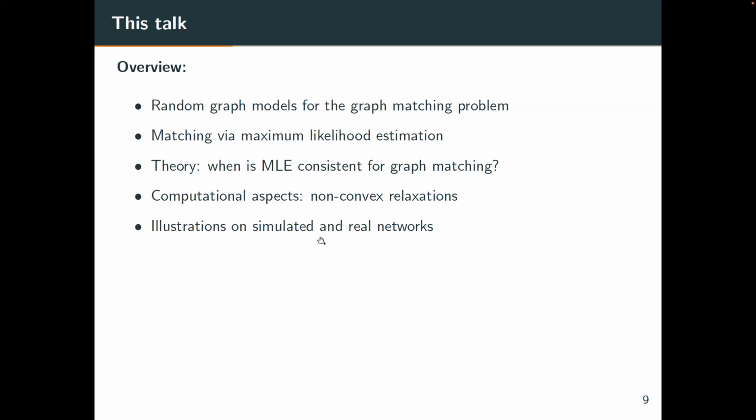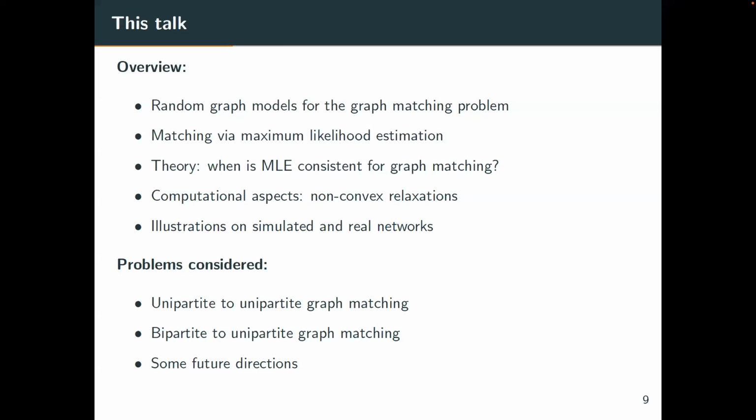I'm going to show you some illustrations on simulated and real networks. And I'm going to focus on two different works. One is basically the problem that I just described: we have two unipartite graphs, and we want to match them. The second one is a slightly different problem. I'll talk more in detail later, but essentially one of the graphs is going to be bipartite and the other one unipartite, and we still want to find the correspondence in some sense.